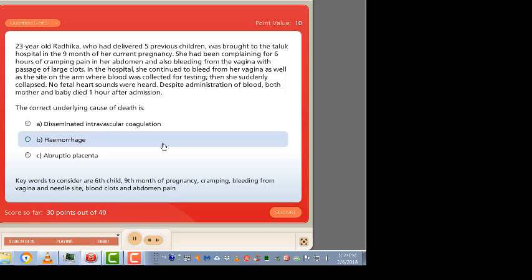The correct underlying cause of death is A. Disseminated intravascular coagulation, B. Hemorrhage, C. Abruptio placenta. Keywords to consider are 6th child, 9th month of pregnancy, cramping, bleeding from vagina and needle site, blood clots and abdomen pain.